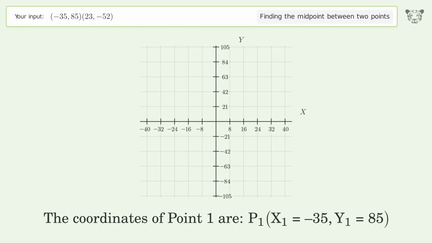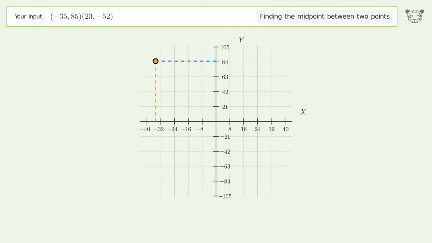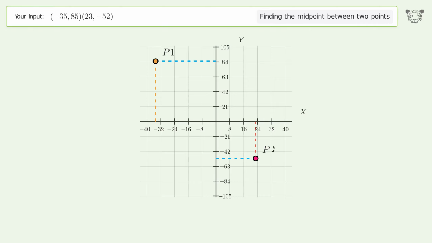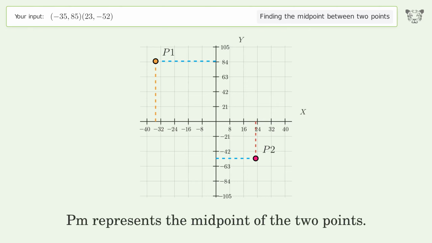The coordinates of point 1 are, x1 equals -35, y1 equals 85. The coordinates of point 2 are, x2 equals 23, y2 equals -52. PM represents the midpoint of the 2 points.